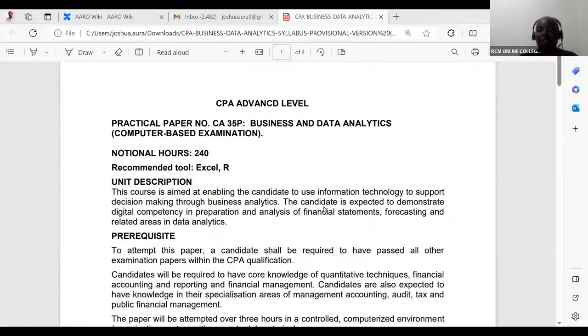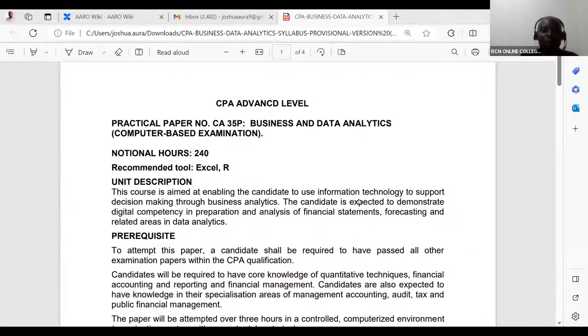Free of charge session that we have today. And I would want us to use this opportunity, first of all, to lay down the agenda for the subject. So what is the agenda? The agenda, ladies and gentlemen, in this case here, is to really showcase what is expected of us in terms of this paper.